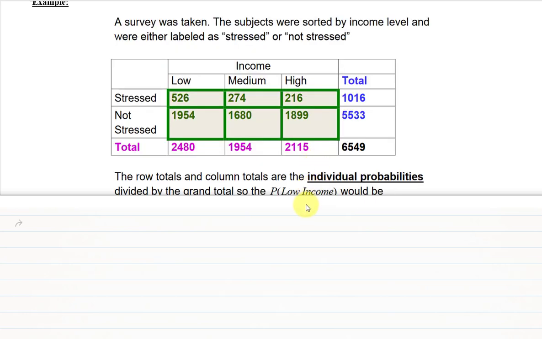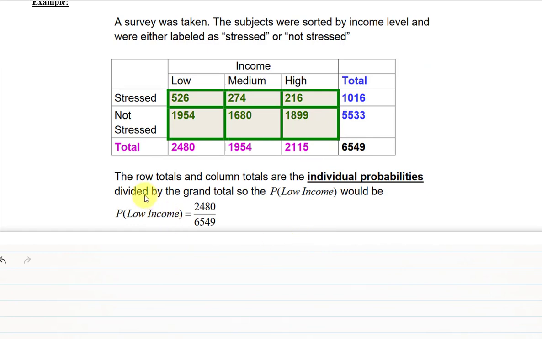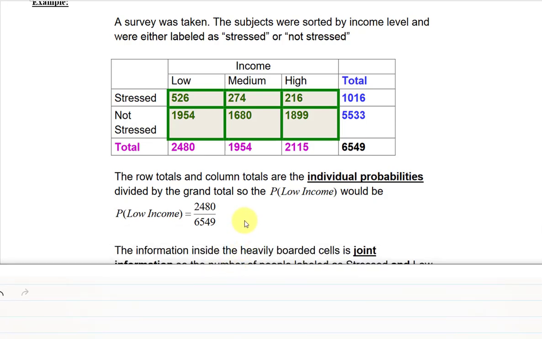So let's take a look at the example here. The row totals and the column totals divided by the grand total give the individual probabilities. For example, if you are looking for the probability of low income, low income is the first column, and all the low income people together number 2,480, over the grand total, which is 6,549. This is the probability of people who have low income in this table.